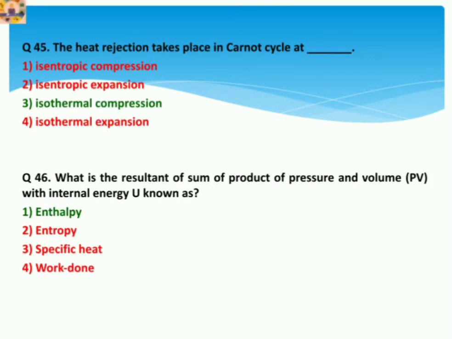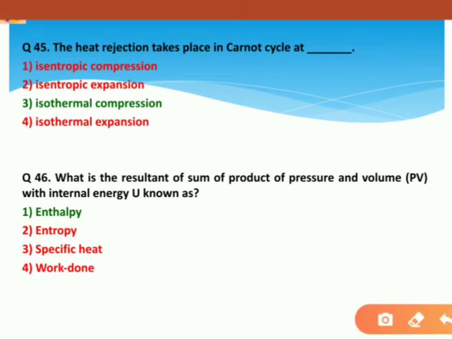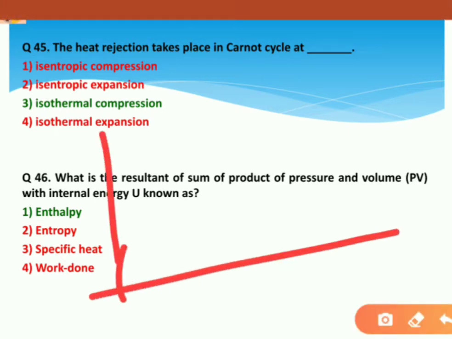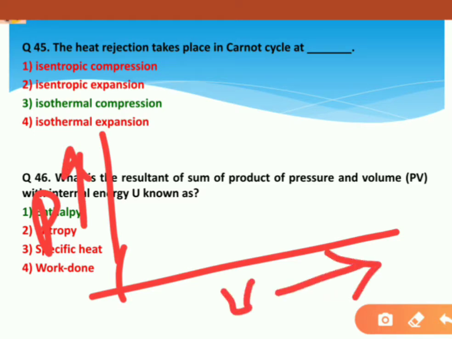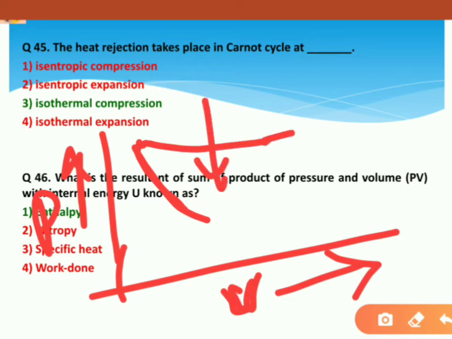The heat rejection takes place in the Carnot cycle at. So first of all we have to see what the Carnot cycle actually is. Just see the PV diagram, then only you can understand the question better. So it's pressure versus volume: adiabatic process, isothermal heat addition, then adiabatic expansion, and isothermal heat rejection, and it's a work producing cycle.